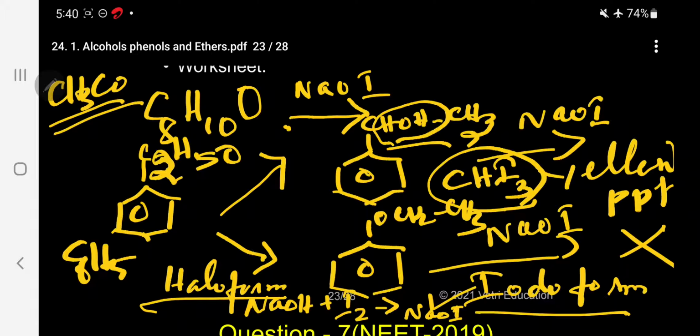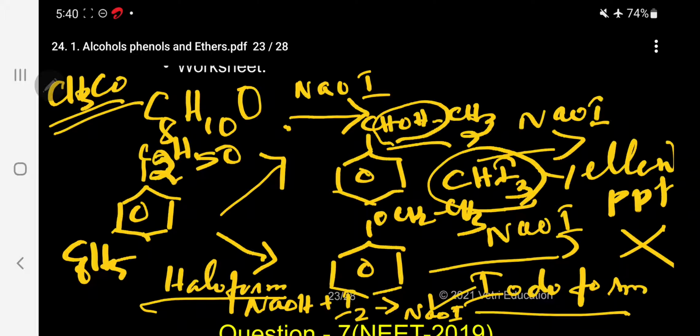But if this is oxidizing ethyl alcohol to acetaldehyde, then in acetaldehyde, that is CH3CHO, the 3 hydrogen atoms will be substituted by iodine, with the iodinating agent. Then when it is treated with sodium hydroxide, it will produce iodoform. So this is the answer. Please follow, my dear students.